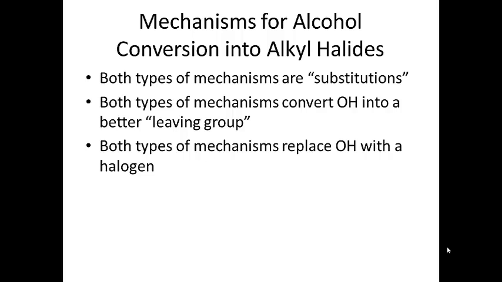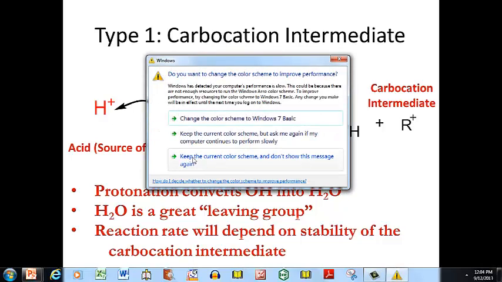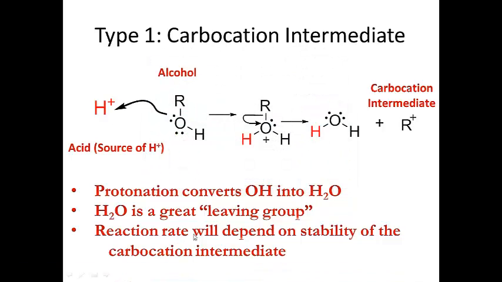All right. One of the things that we talked about in detail is the need to make OH a better leaving group, because by itself it's just a really poor leaving group. And so here's the type we've already discussed, where you have a carbocation intermediate, and in this particular case you protonate the alcohol, converting OH into water, which is shown here. That water then leaves, leaving you with the carbocation intermediate. And what I want to mention here really quickly is that the rate is going to depend on how stable that carbocation intermediate is.